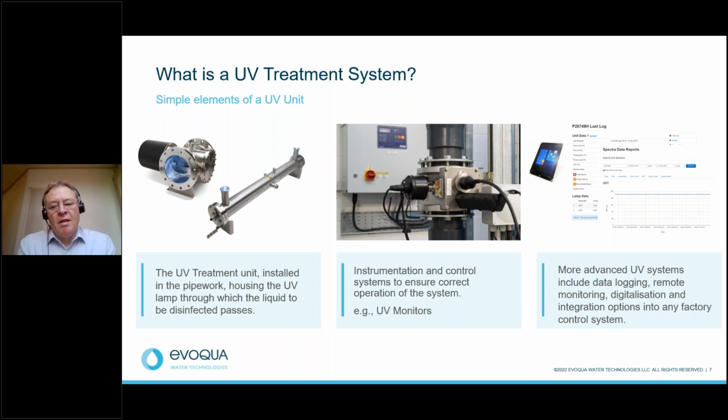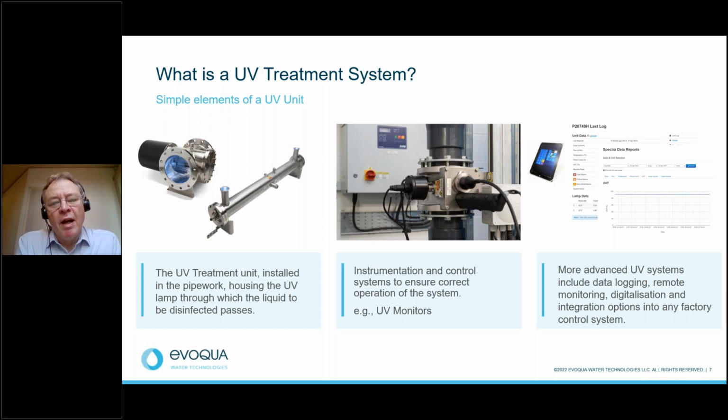Finally, in more advanced systems, you can see on the right, the UV can be integrated via Modbus or other networks into the factory management system, providing data, accepting key parameters from other devices, such as accepting a flow meter signal. All that can be done on a network now, such as Modbus or Profibus or an Ethernet connection. So these systems will often feature data logging as well.